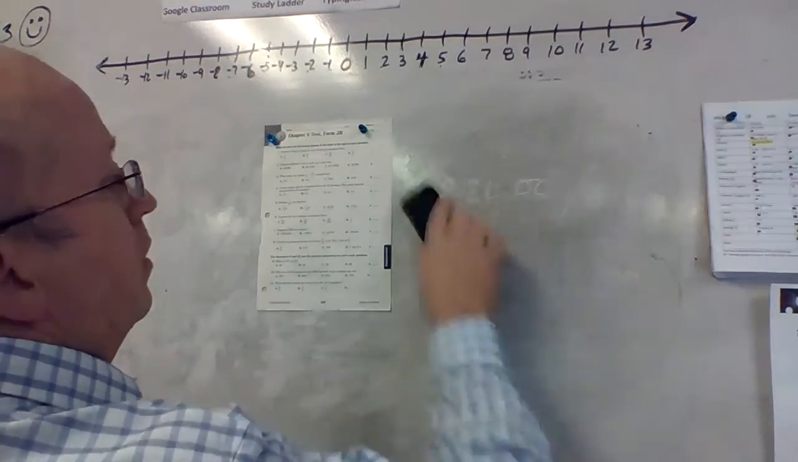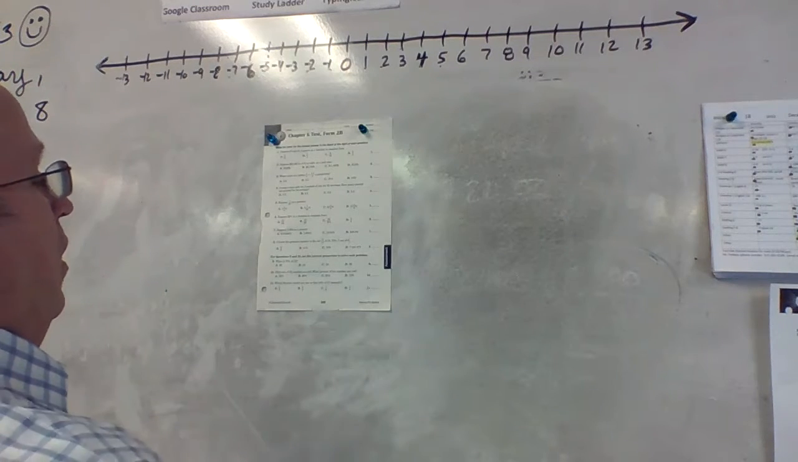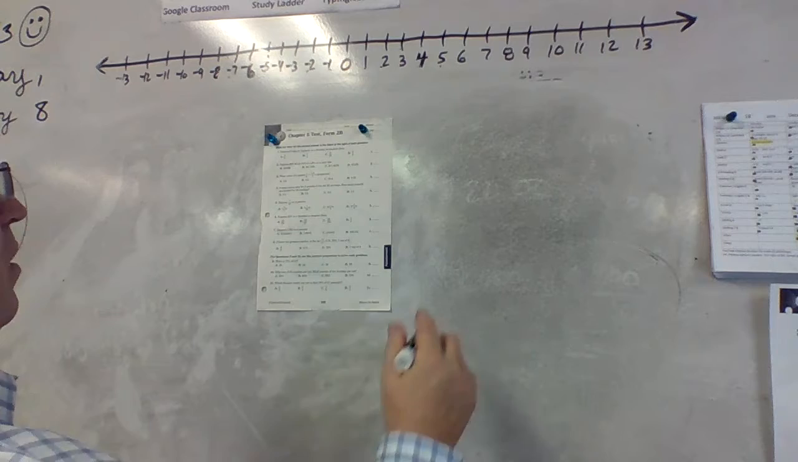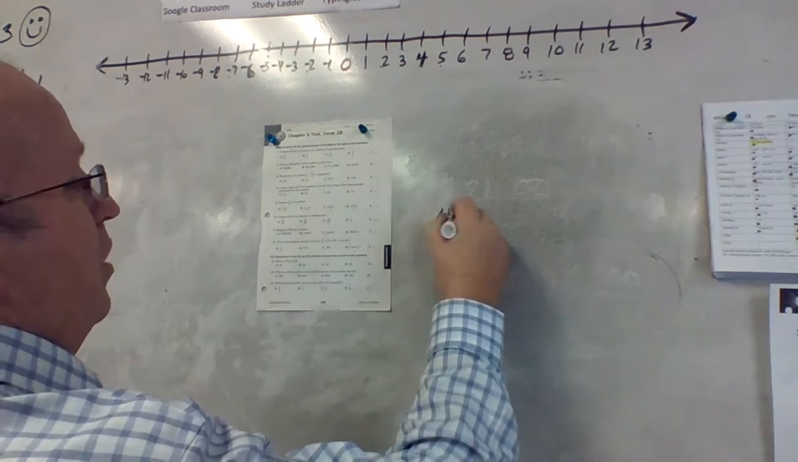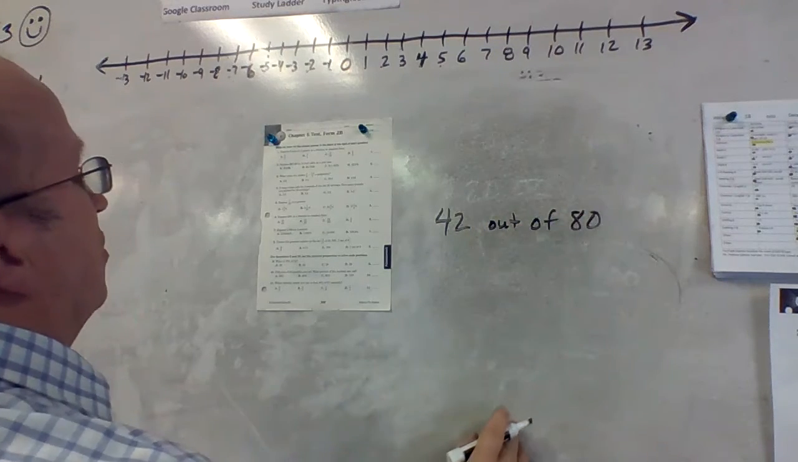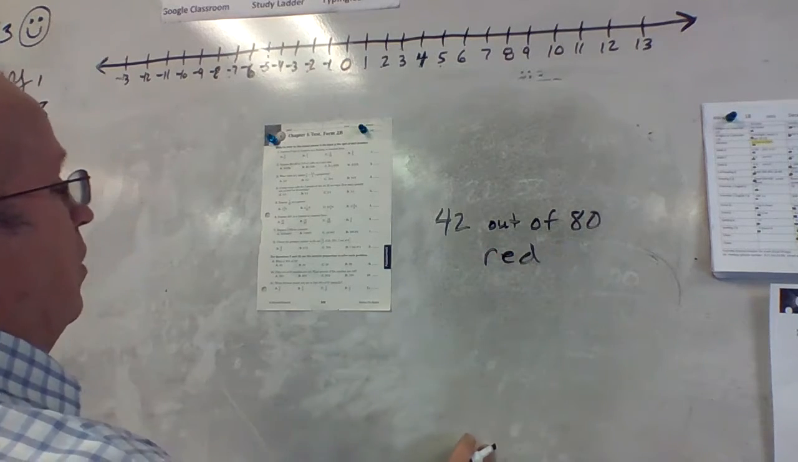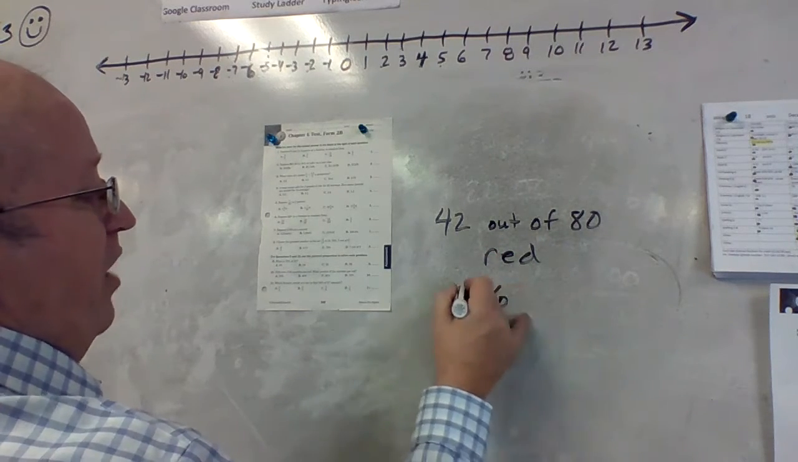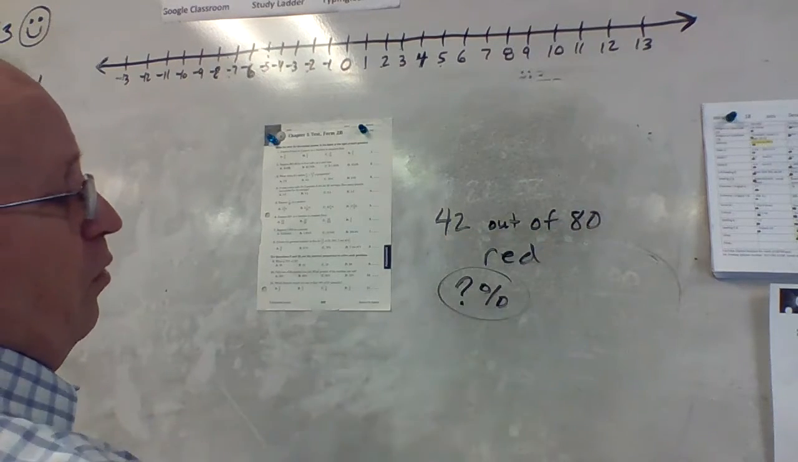Let's see. What am I going to go to next? How about number 10? What if somebody said to you, hey, I've got 42 out of 80 marbles that are red. So my problem's slightly different. And I'm looking for the percent value of that. What's the percent value of 42 out of 80?